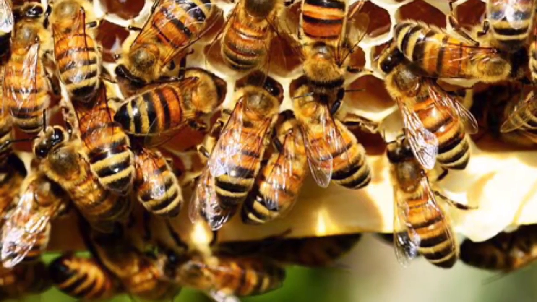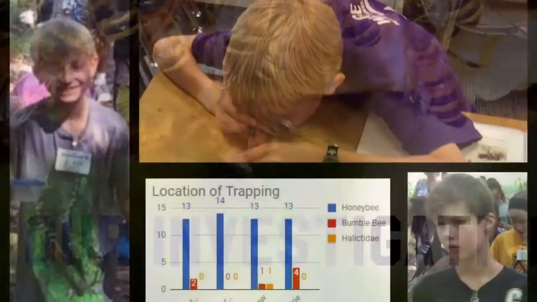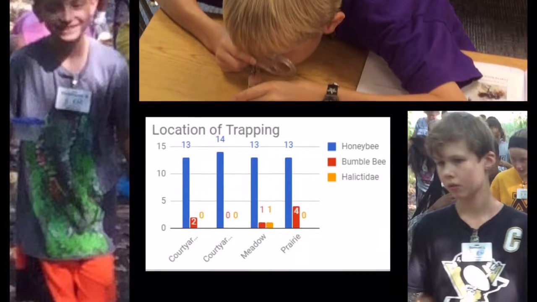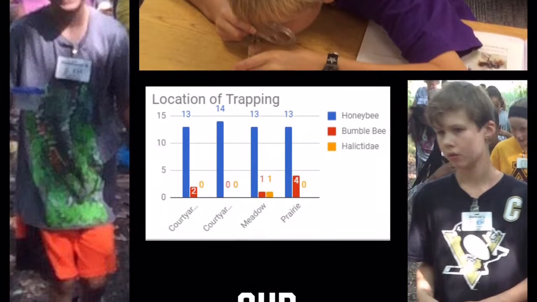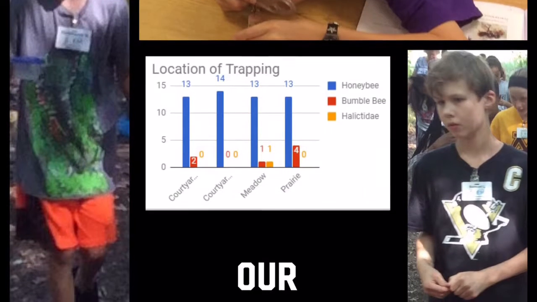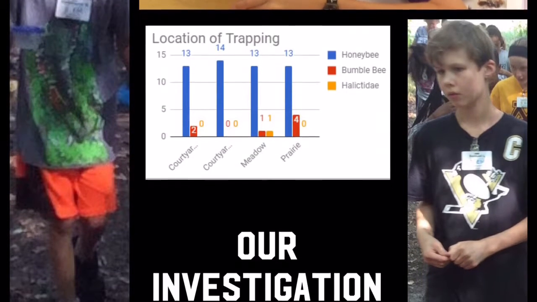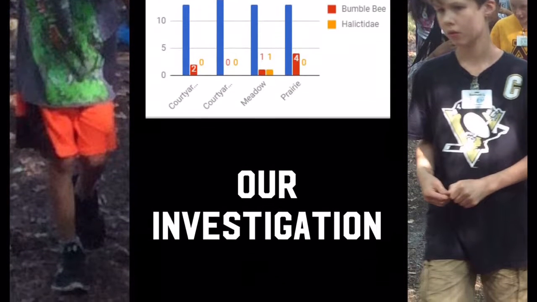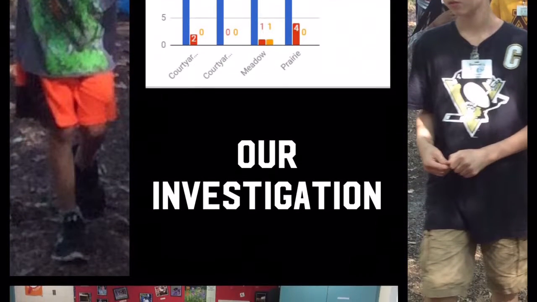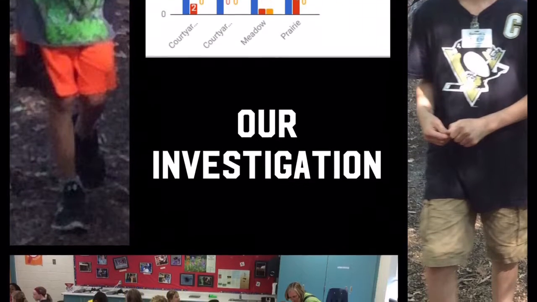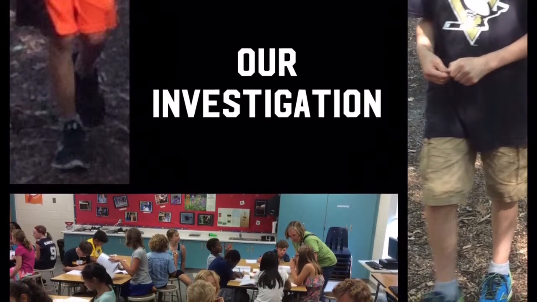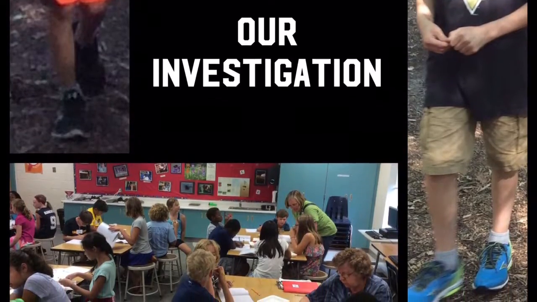Our investigation. Very first, Miss Jetton gave us a container and taught us how to catch bees. After that, we found a bee in the nature center. Next, we trapped the bee very carefully. After that, Miss Jetton froze it to kill it. And then we observed it and pinned it and sketched it. Last, we identified what type it is using the dichotomous key. It was the honey bee.